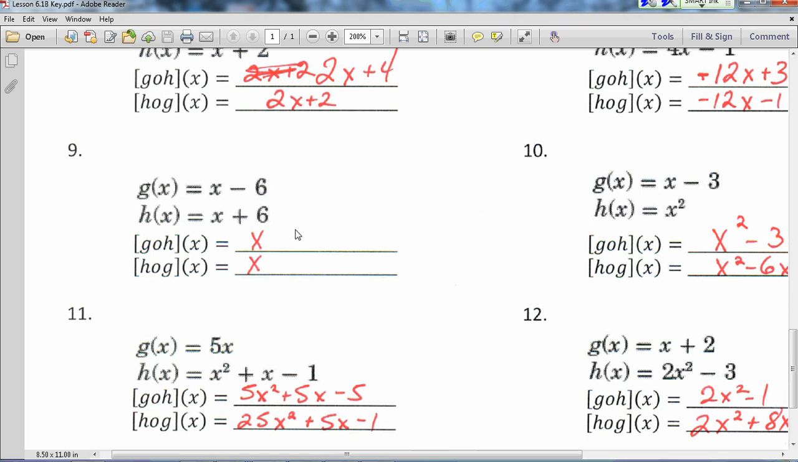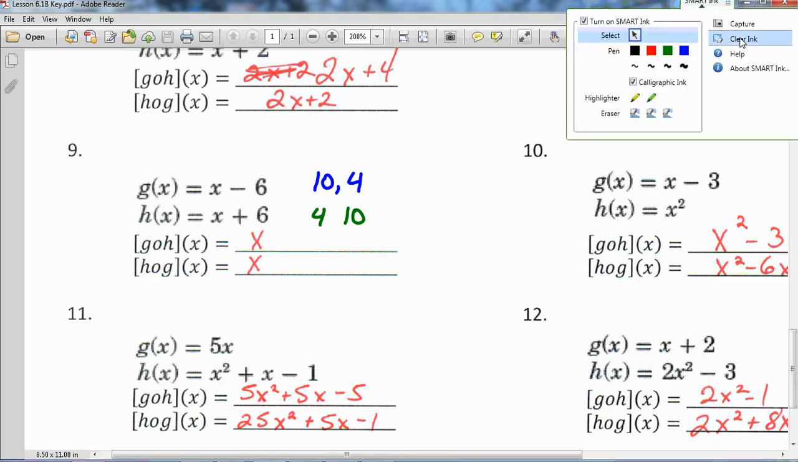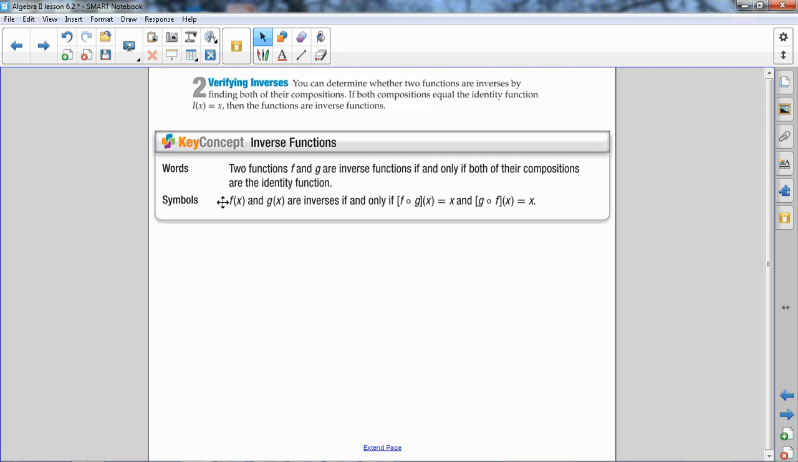Just to demonstrate, if I just think of some number, for example, in this problem right here, if x is 10, then 10 minus 6 is 4. Now, in this problem, if x is 4, 4 plus 6 is 10. Notice how the numbers just swap places on that. All right, so let's clear that out and get back to the lesson here.